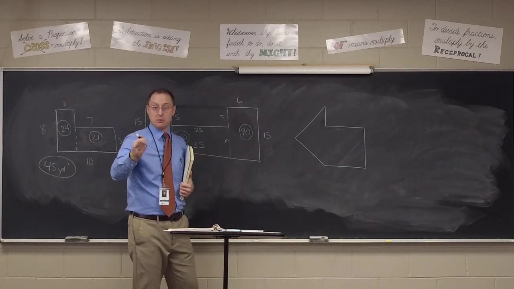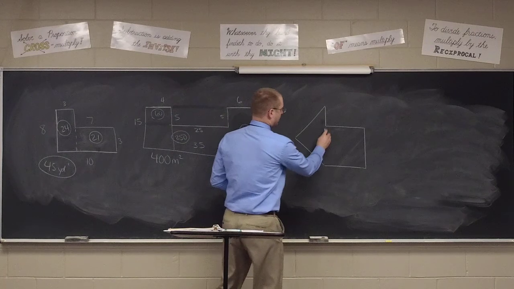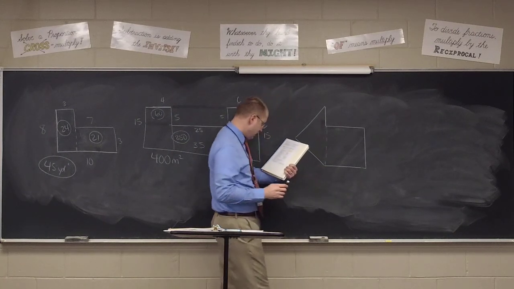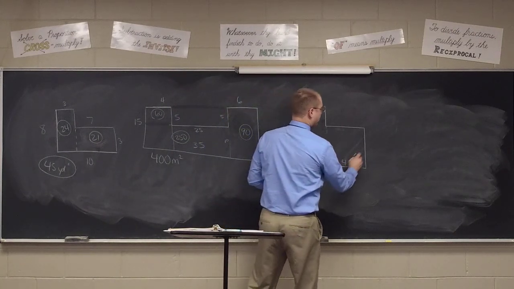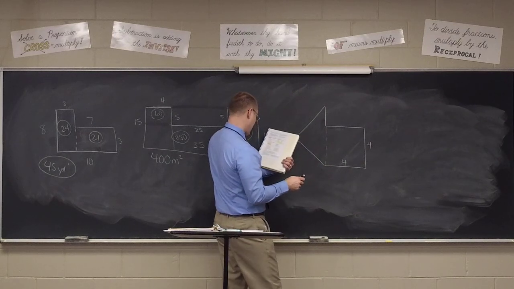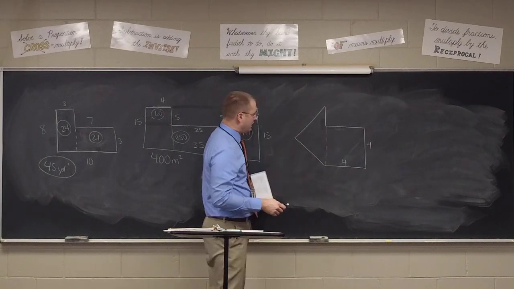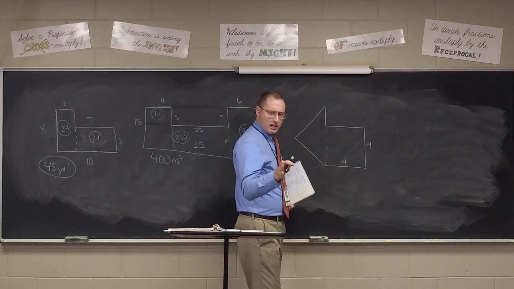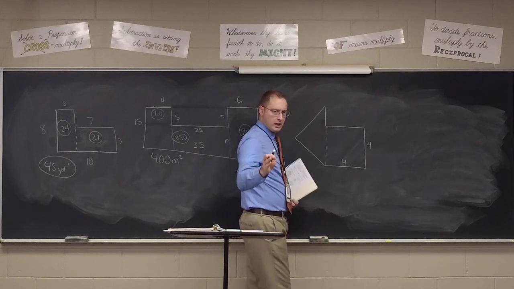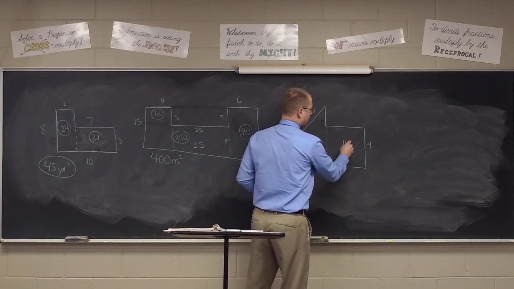What 2 shapes did you break it into, Lana? A triangle and a square. A triangle and at least a rectangle. Yes, it is a square. It's a 4 by 4 square. Now the area of the square is pretty easy, right, Lana? A 4 by 4 square gives you an area of 16 units.